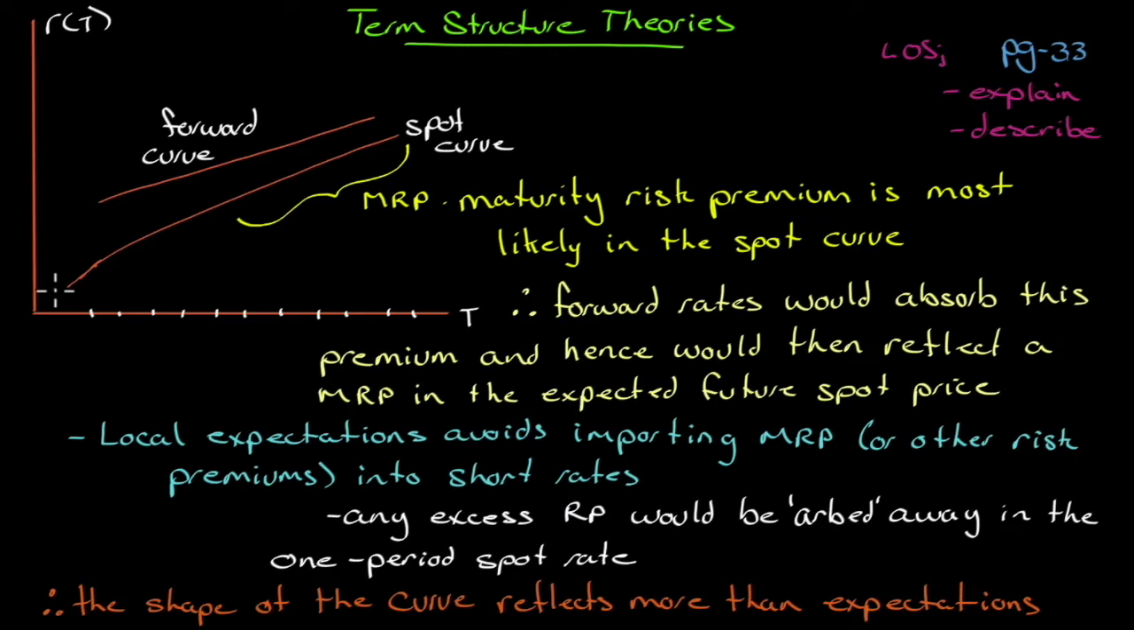The forward curve is derived off a spot curve, and if the long end of the spot curve includes premiums for risks other than default risk, that will get imported into the forward curve. So the shape of the curve reflects more than expectations. The shape of the forward curve does reflect future expectations, but it also reflects premium that was sitting in the long end of the curve that, because these are implied rates, got imported in.